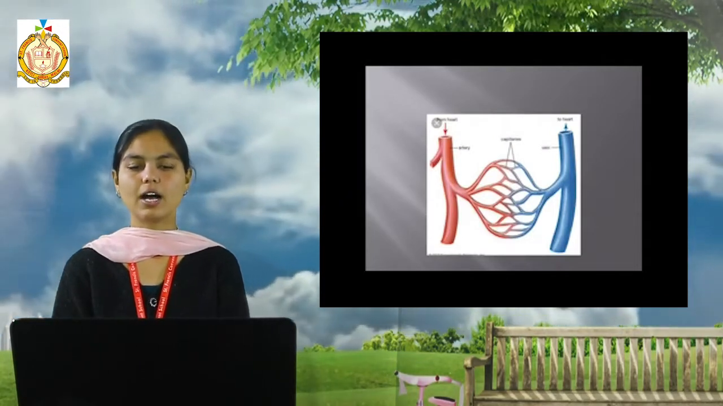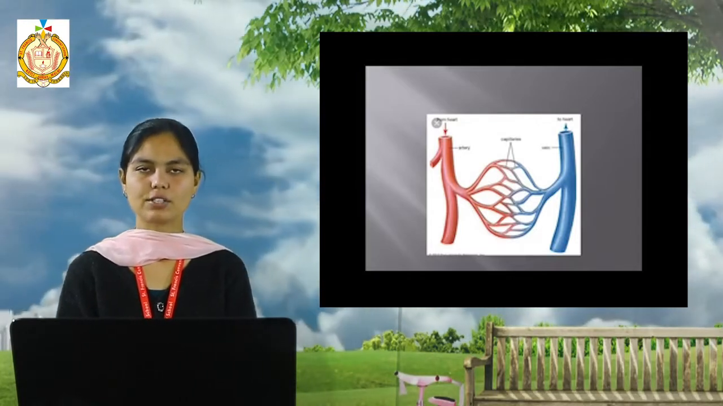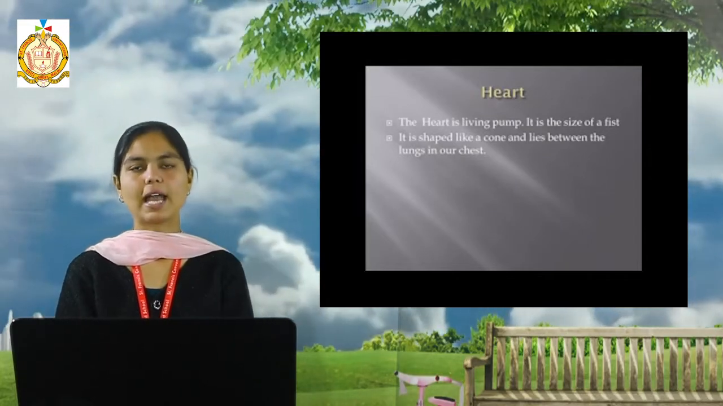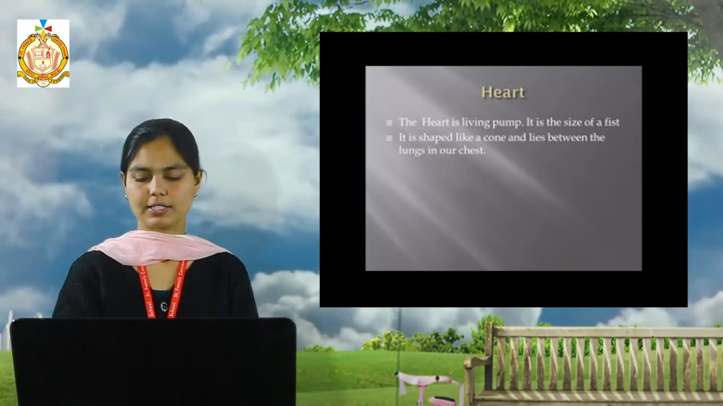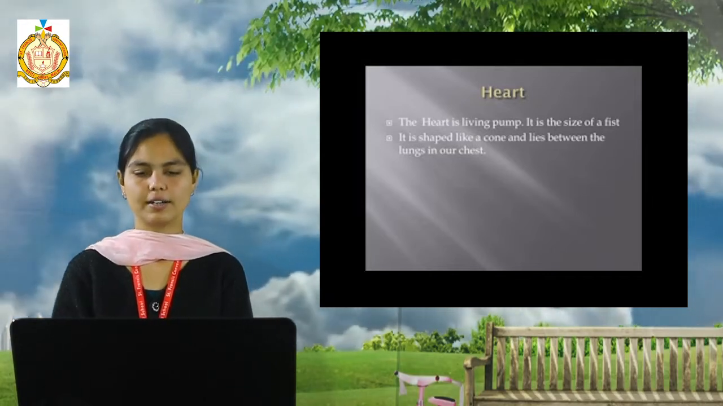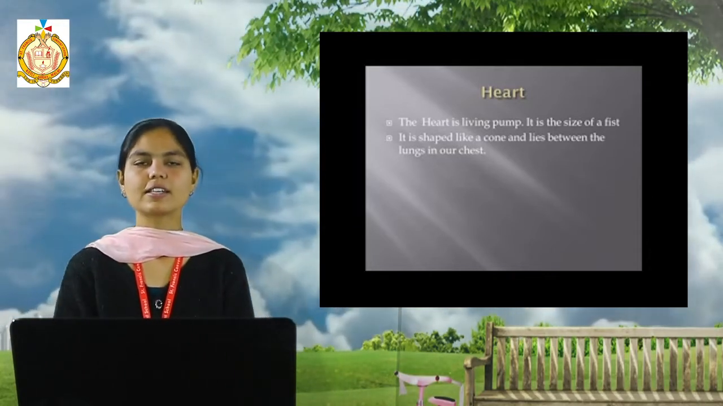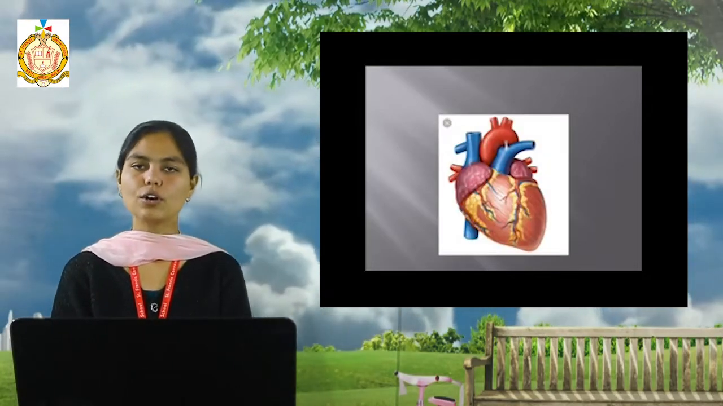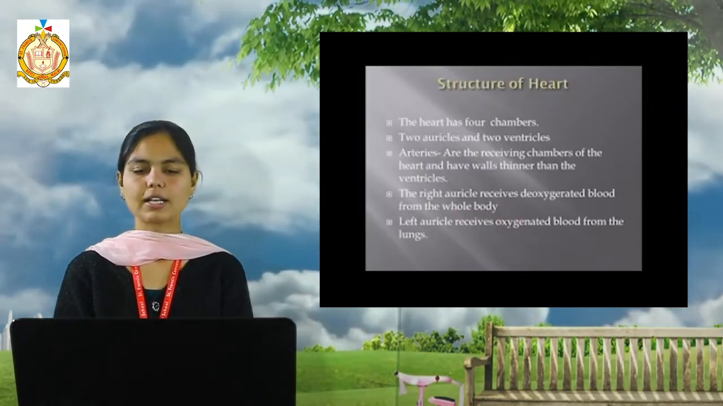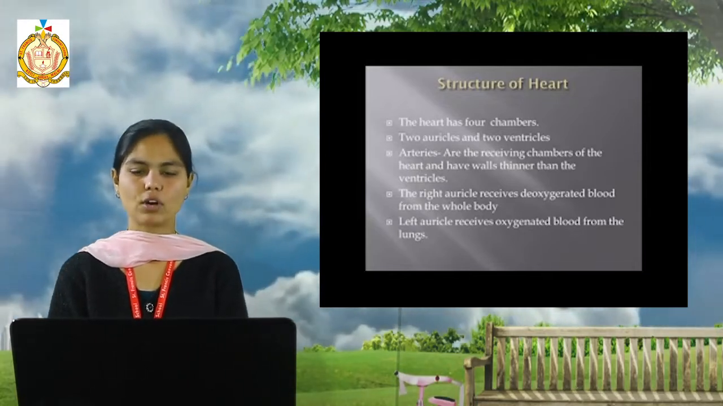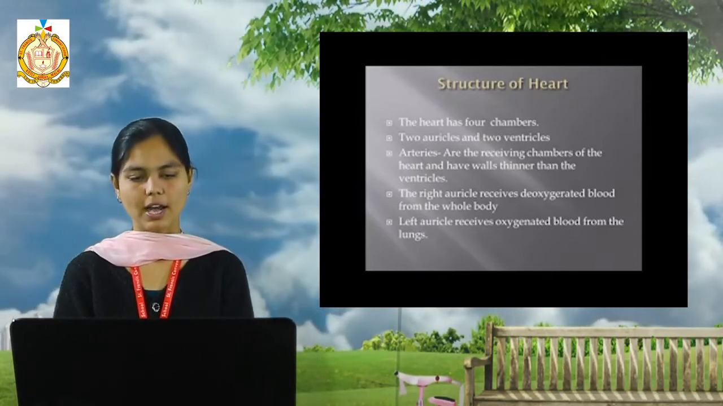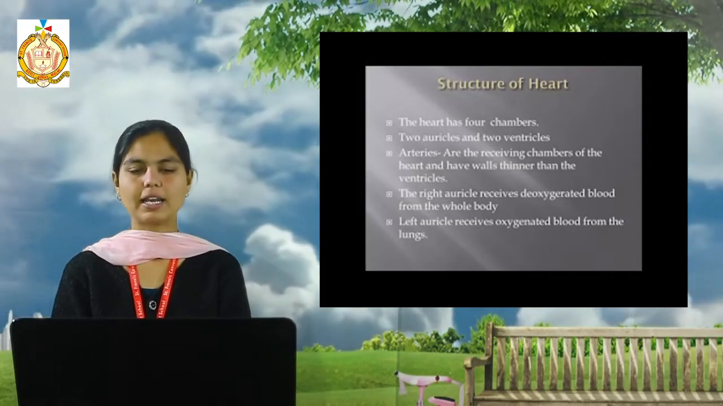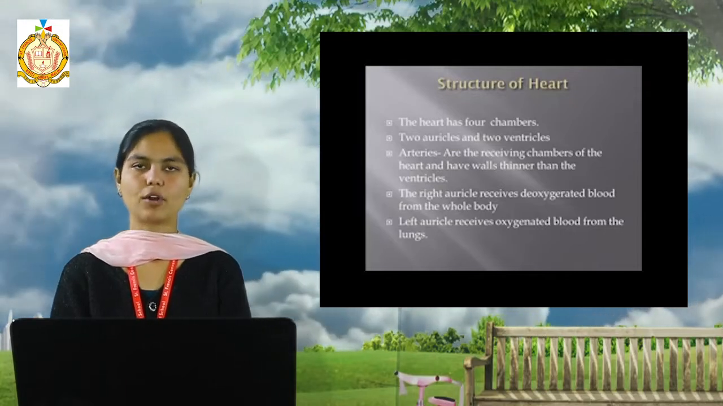Next is the heart. The heart is a living pump and it is the size of a fist like this. It is shaped like a cone and lies between the lungs in our chest. Next is the structure of the heart. The heart has four chambers, two auricles and two ventricles. Auricles are the receiving chambers of the heart and have walls thinner than the ventricles. The right auricle receives deoxygenated blood from the whole body and the left auricle receives oxygenated blood from the lungs.